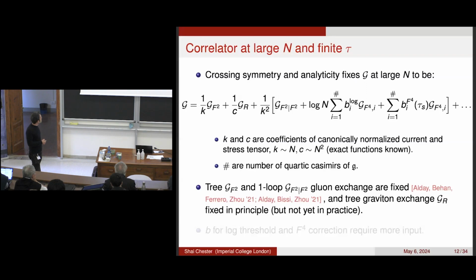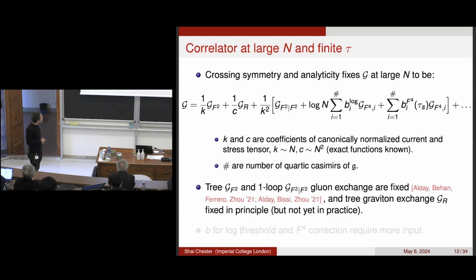What's the physical interpretation of these terms from the bulk perspective? From the bulk perspective, the leading 1 over n term is a tree-level exchange of gluons. This is why I write F squared, because F squared is the kinetic term for Yang-Mills. So that's to remind you that this is tree-level gluons. Similarly, G F squared is a one-loop diagram in the bulk, in AdS, with two vertices corresponding to gluons. And so this is completely fixed.